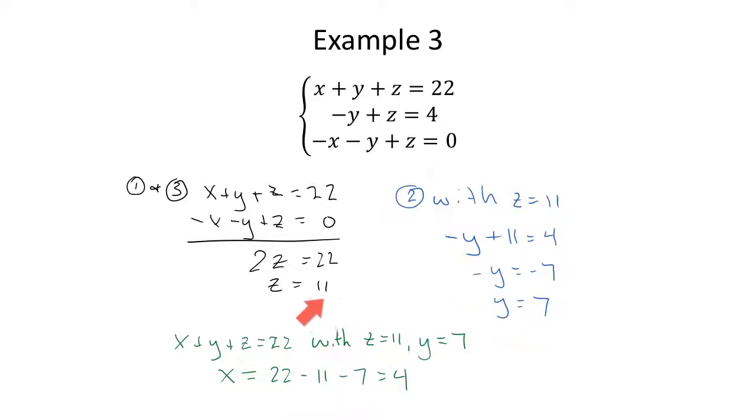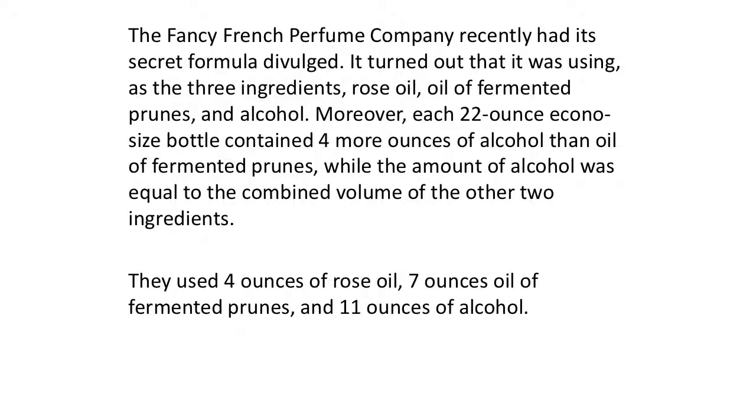So I know Y equals 7, I know Z equals 11, and I know this has to add up to 22 total ounces. So, where am I here? 22. Subtract off the 11, subtract off the 7, that leaves 4 ounces of rose oil, the part that smells good, 7 ounces of oil of fermented prunes, and 11 ounces of alcohol in this perfume bottle. Like I said, if you're buying a 22-ounce econo-sized bottle, it is not fancy, and it is most likely not French. But we can still solve the equations anyway.